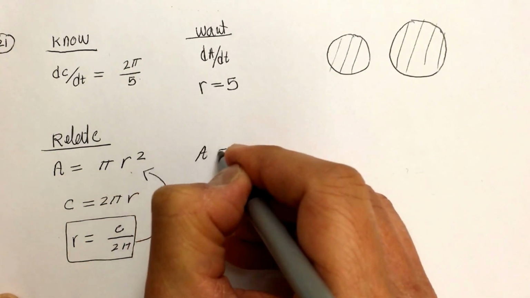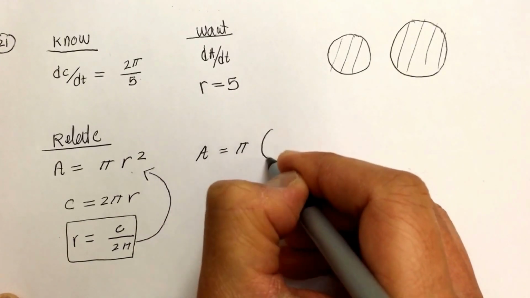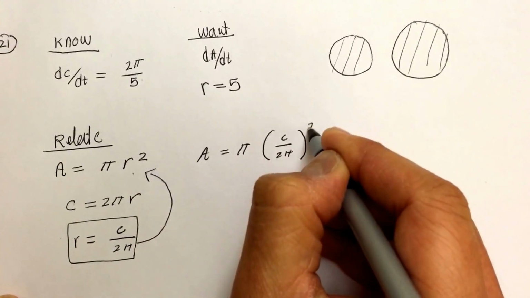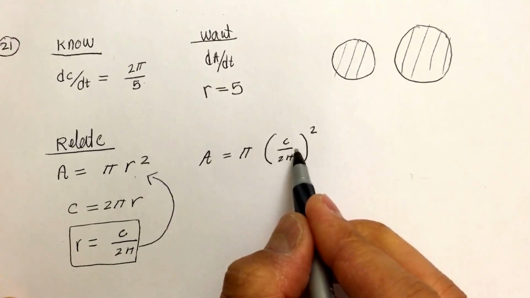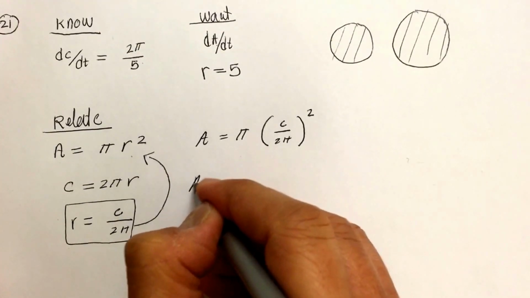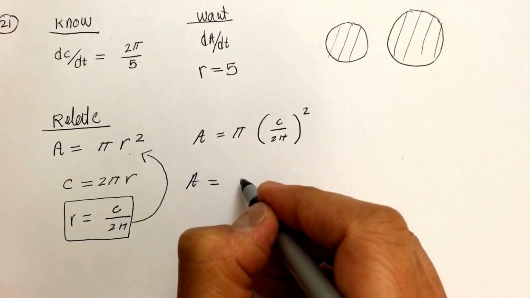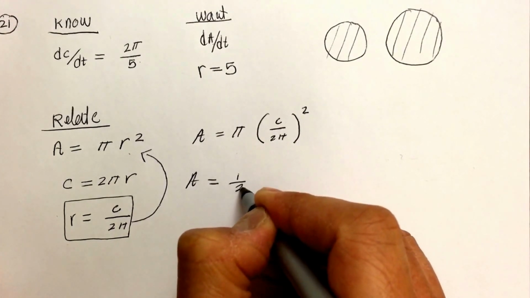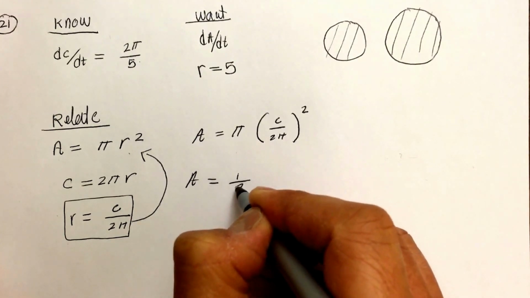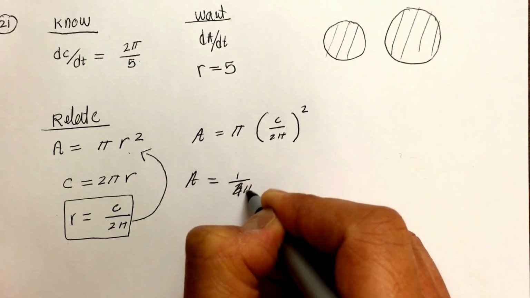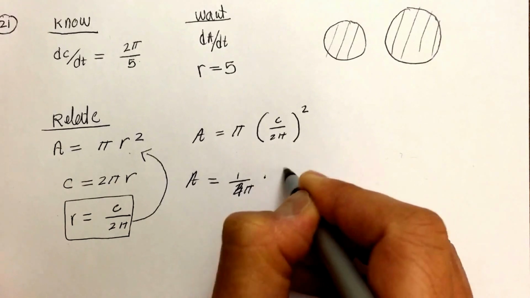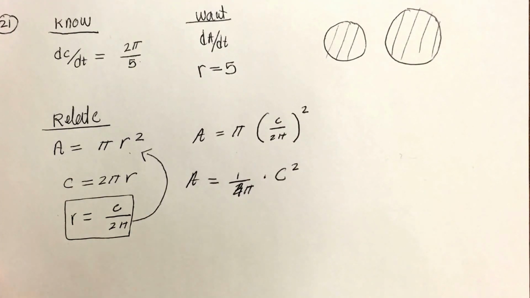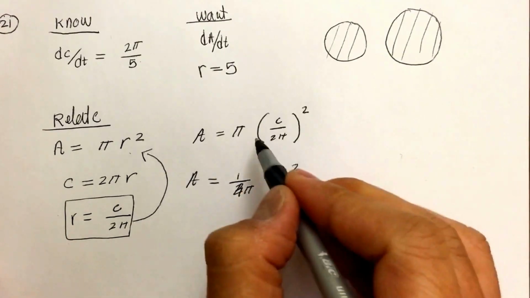Once we do that, then we have established a relationship between area and circumference. So area is equal to 1 over 4 pi times c squared. Make sure you do that right, because I did it in my head. I square this and I square that, and I cancel out with one of the pi's.